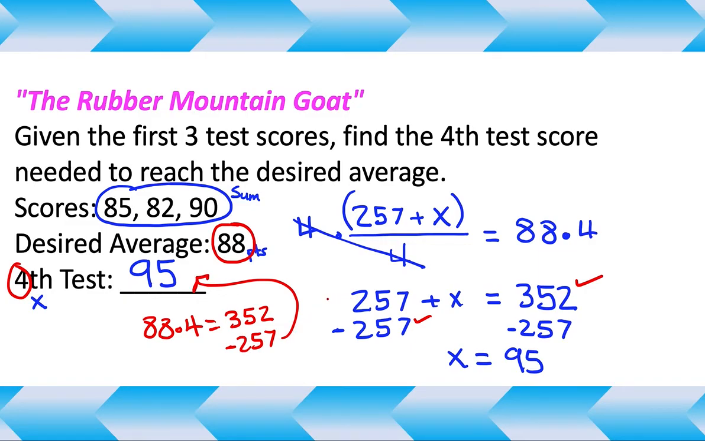Okay, cool. So that's how you do these whole desired average test questions. You've got to think about overall total points, how many you've already scored, and then subtract them. So they're really not too bad.